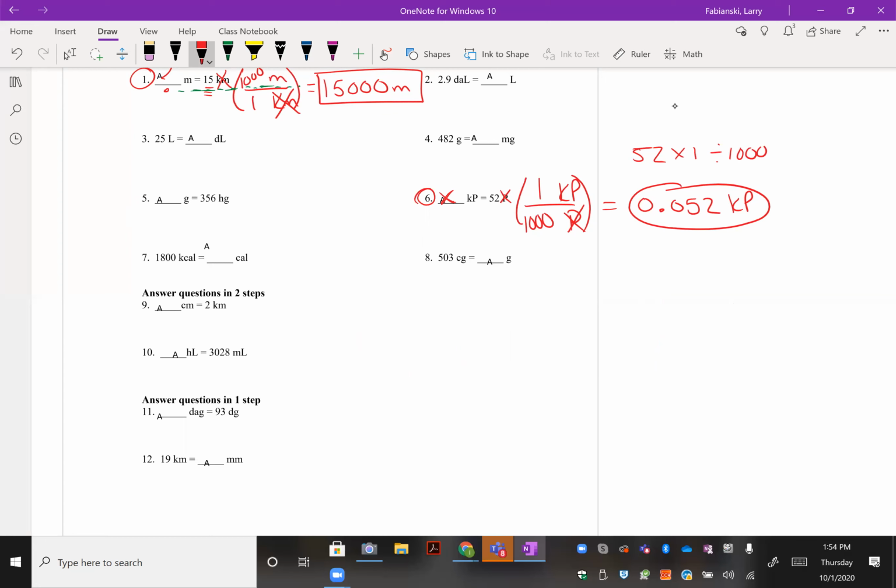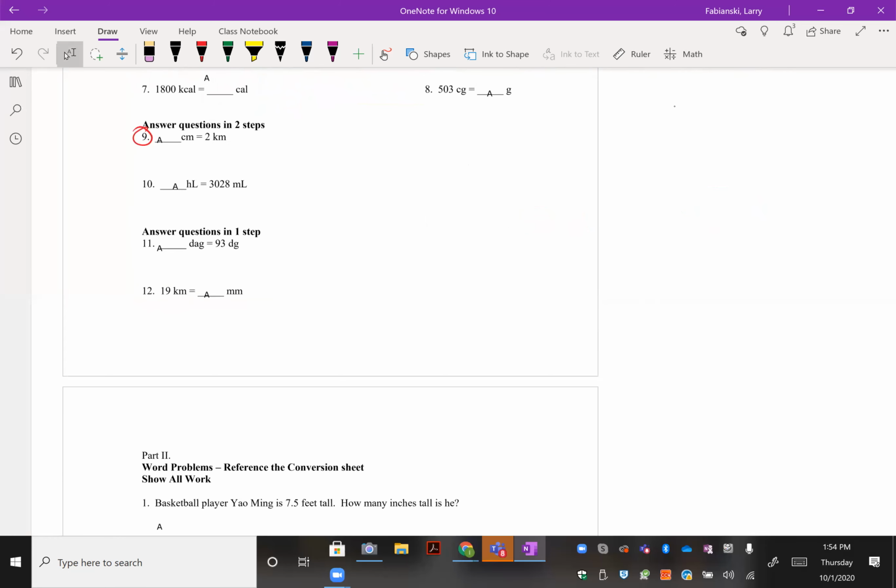So let's take a look at number 9 now, okay? Number 9, move this up. So we have X centimeters equals 2 kilometers.